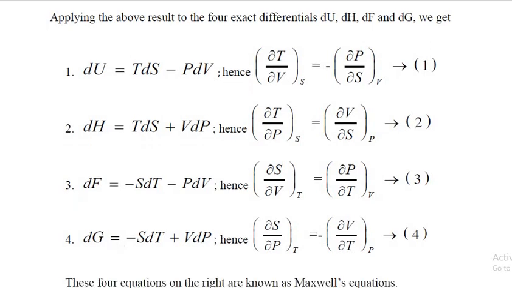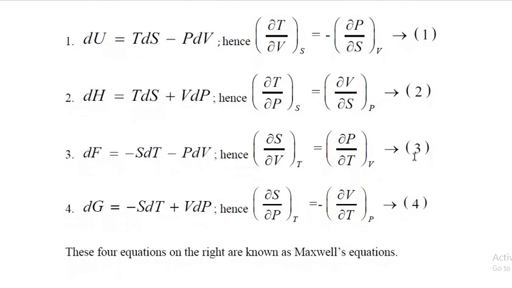So these are the four equations on the right, that is 1, 2, 3, 4. These four equations are known as Maxwell's equations. Hope you all understood the thermodynamic potentials and how we derived Maxwell's equations from thermodynamic potentials. Thank you.